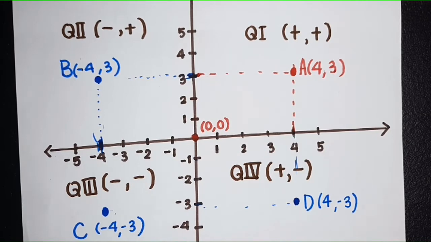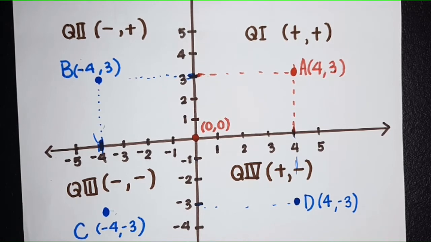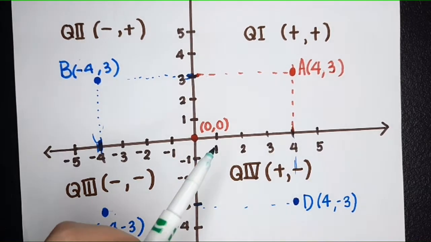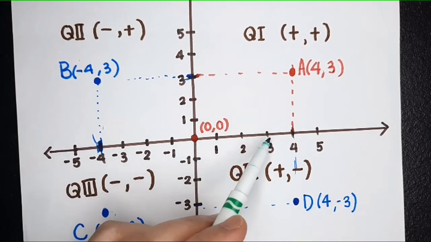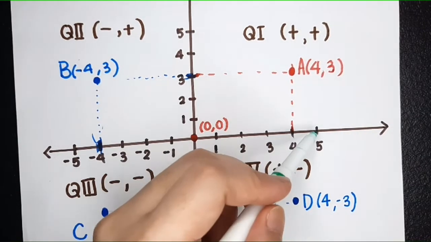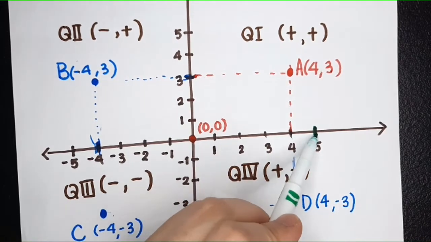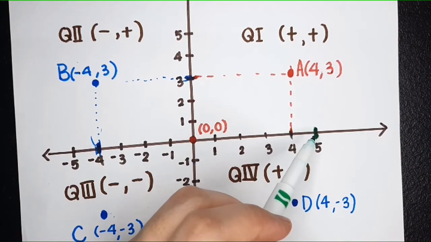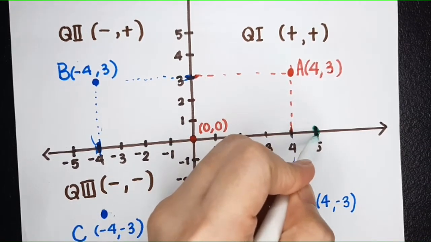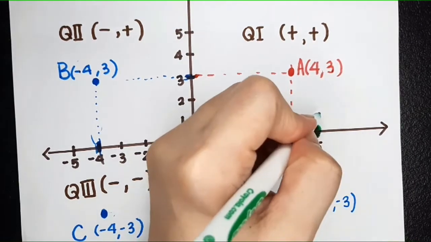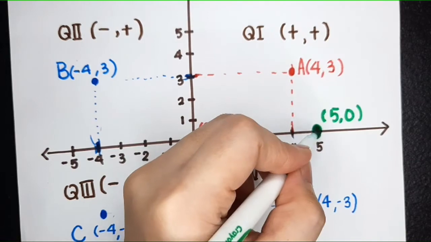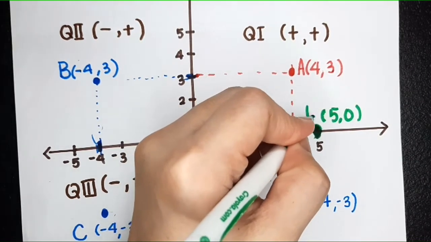Nasaan kaya yung point na 5, 0? So again, 5, 0. You count 5 units sa x-axis. So, positive 5. So, 1, 2, 3, 4, 5. So, nandito yon 5. Okay? And then, ano yung kapartner niya? 0. So, hindi nyo na kailangan mag-move. So, eto na yung point na 5, 0. Here. Okay? Let's call it E.